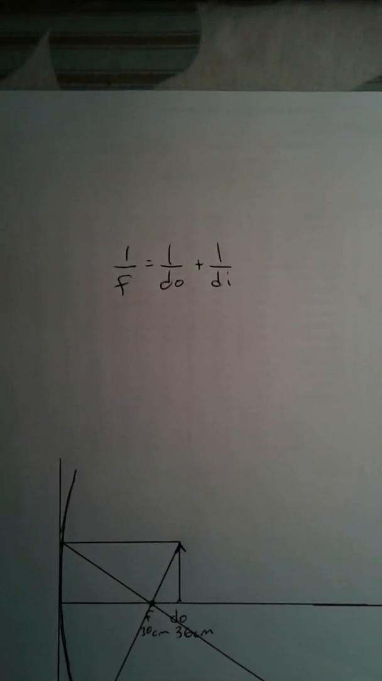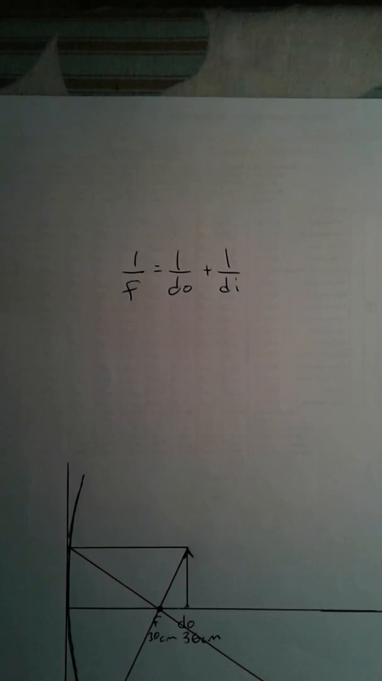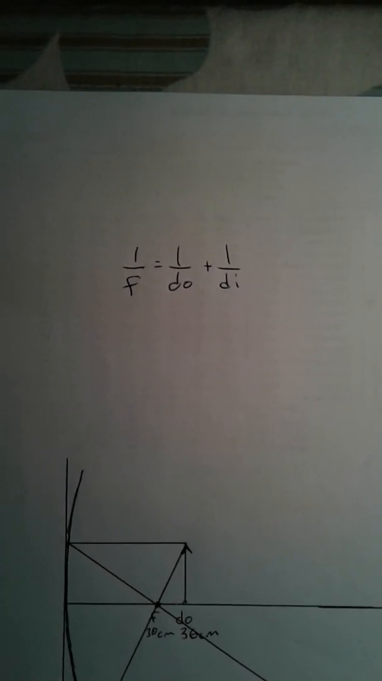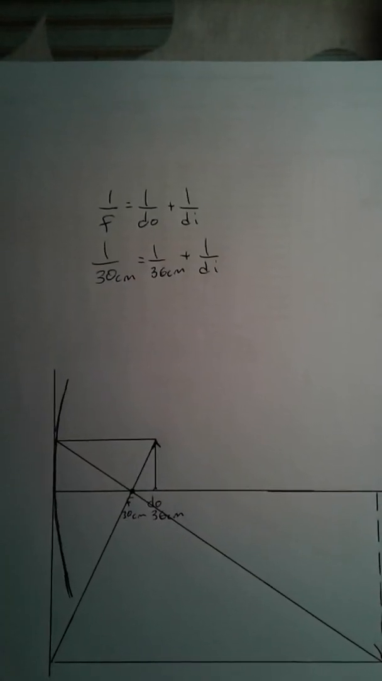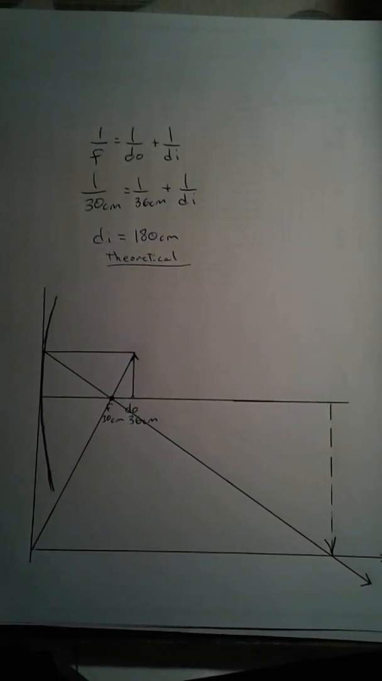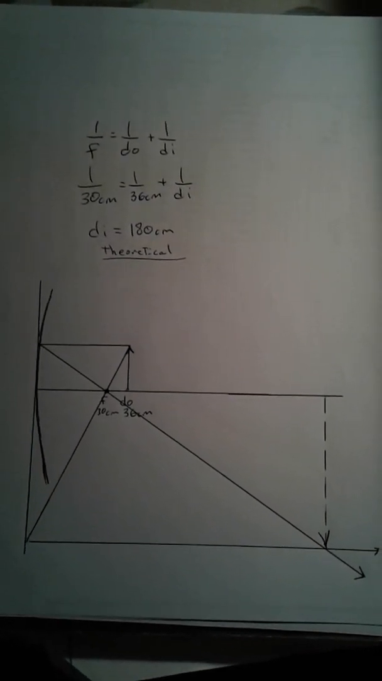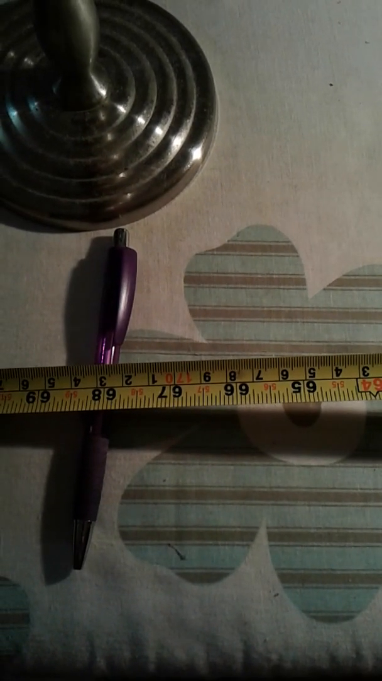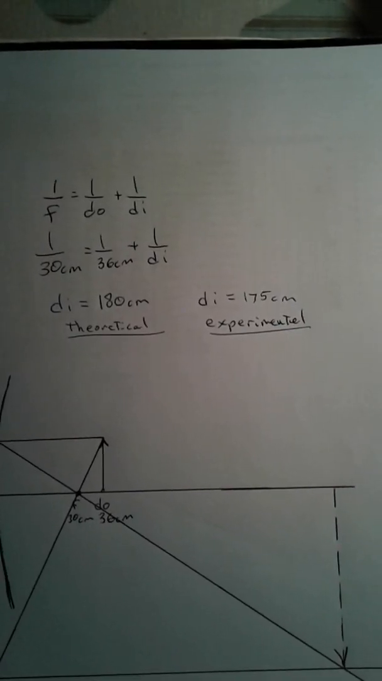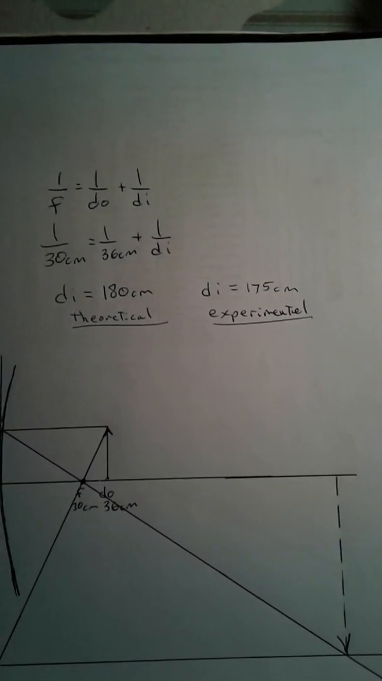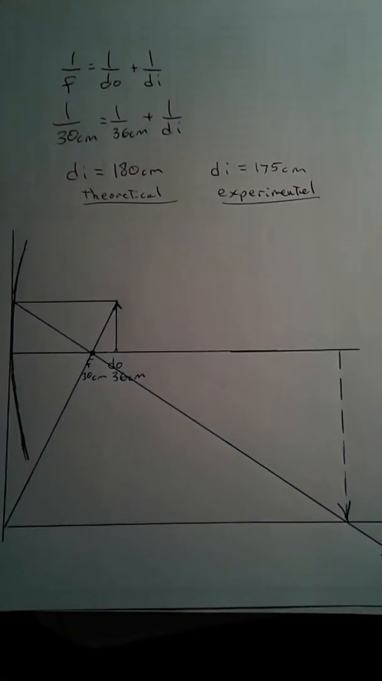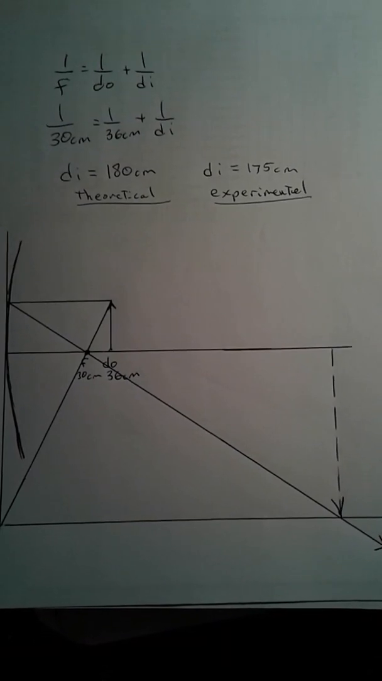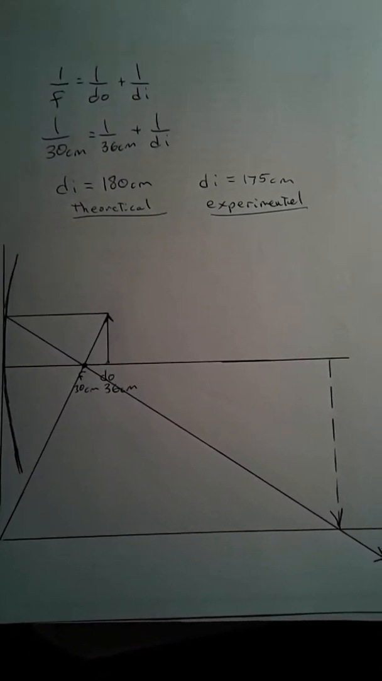Now we'll use our optics formula to solve for the distance to the image, and we'll see how close we got. That's 180 centimeters theoretical. Okay, I get about 175 centimeters for the experimental. So that's a pretty close fit. And if you take a look at the diagram, it agrees. If you draw this to scale, it will work. It'll verify the math.